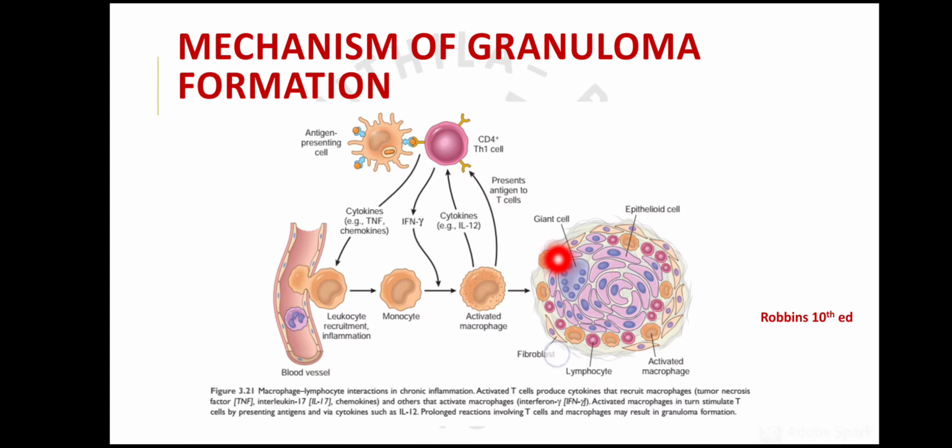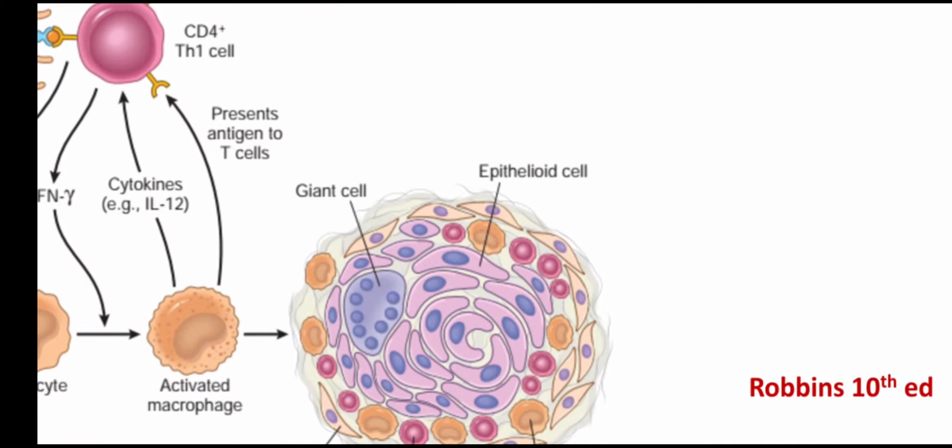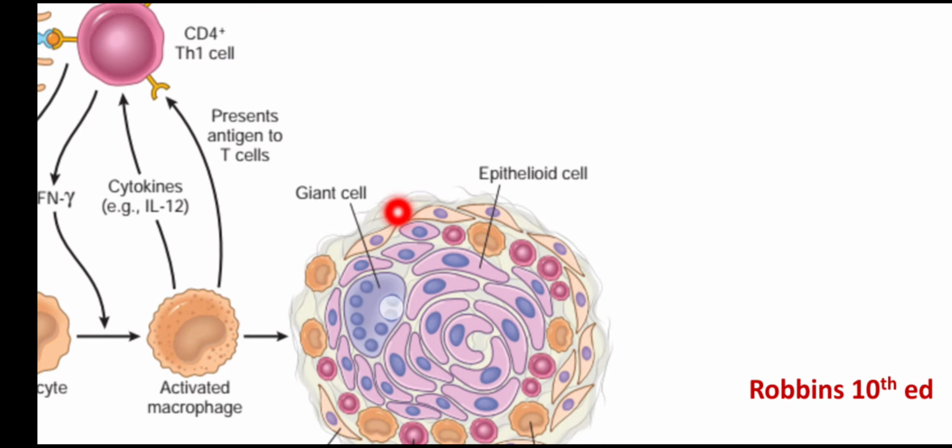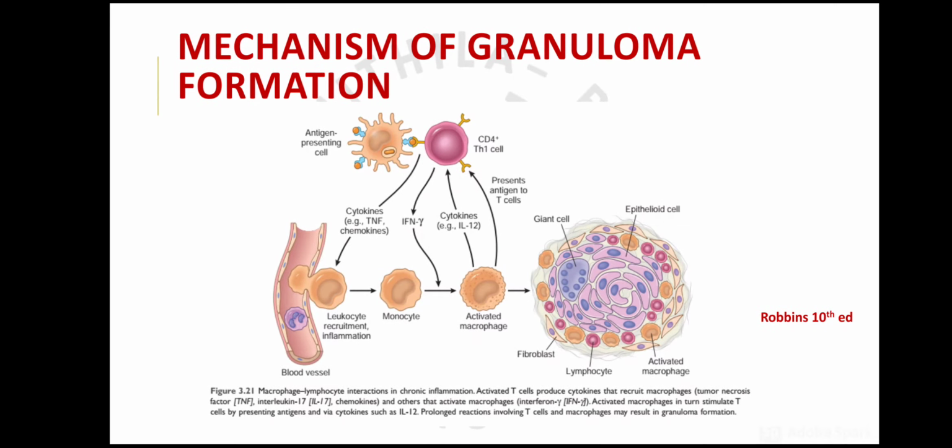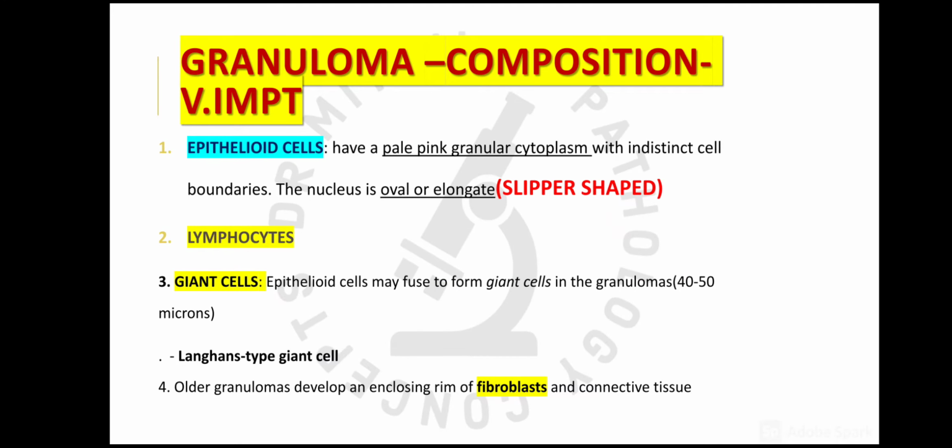They can fuse to form the giant cell, the Langerhans giant cell. In the periphery, these red colored T lymphocytes are there, and in chronic cases the granuloma may acquire fibroblasts in its wall. So this forms the granuloma. So basically there are 4 components of the granuloma.